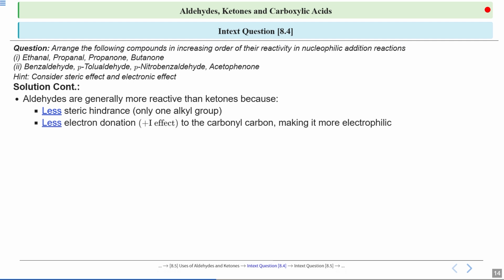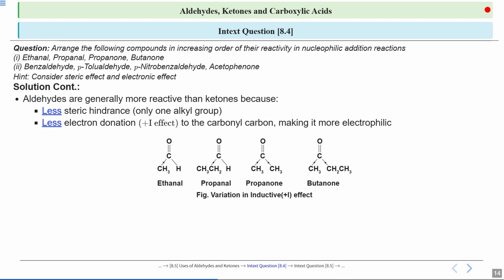The second reason is that aldehydes have less electron donation to the carbonyl carbon. Because in aldehydes there is only one alkyl group, there will be less electron donation. This makes the carbonyl carbon more electrophilic due to less electron donation from the single alkyl group. So in the aldehyde, the carbonyl carbon is more hungry because only one alkyl group is donating electron density, whereas in ketones you have two alkyl groups. So you can think for yourself which carbon is in more need of electrons, the aldehyde one or the ketone one.